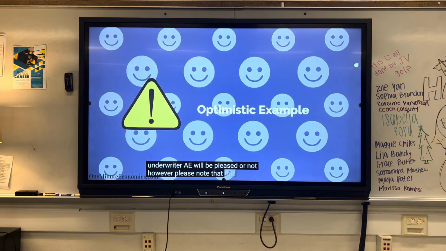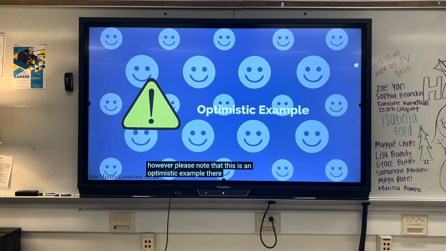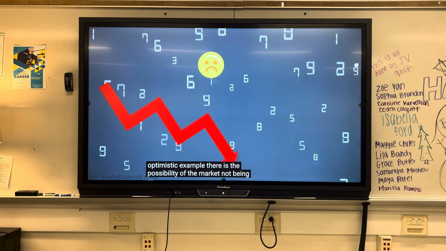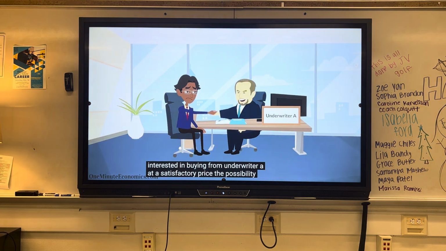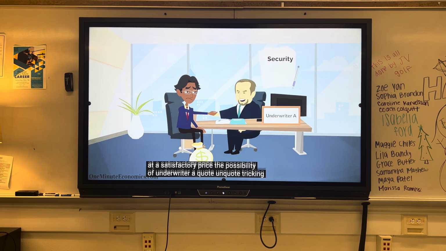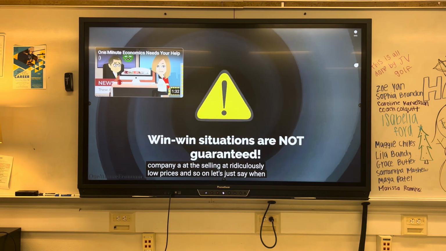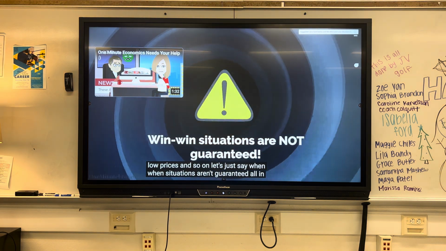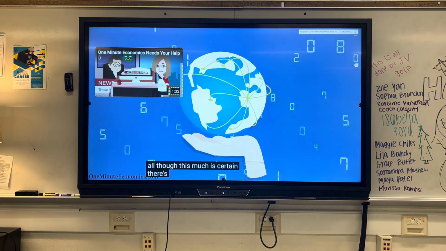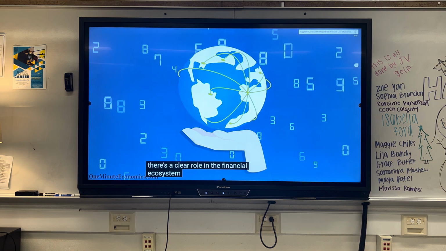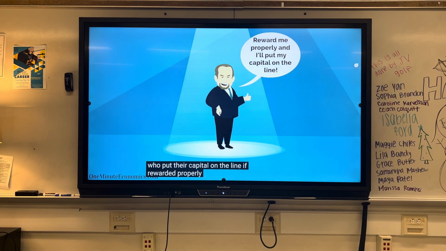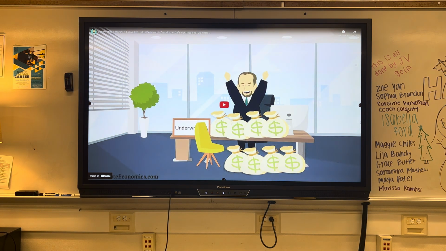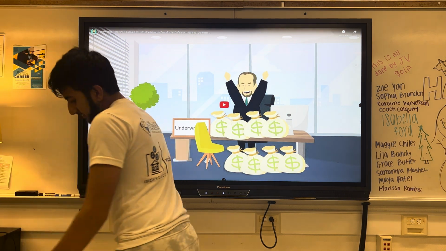However, please note that this is an optimistic example. There is the possibility of the market not being interested in buying from Underwriter A at a satisfactory price, or the possibility of Underwriter A, quote unquote, tricking Company A into selling at ridiculously low prices, and so on. Let's just say win-win situations aren't guaranteed. All in all, though, this much is certain: there's a clear role in the financial ecosystem for well-funded underwriters who put their capital on the line, if rewarded properly. That's the risk, right? They're putting their capital on the line.